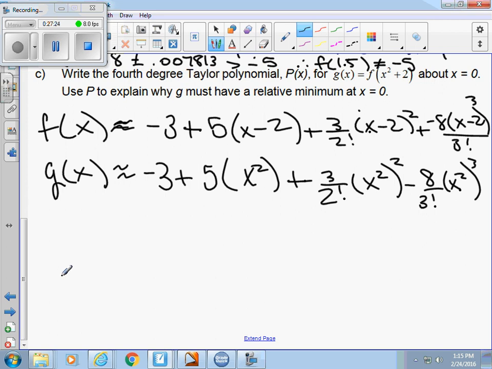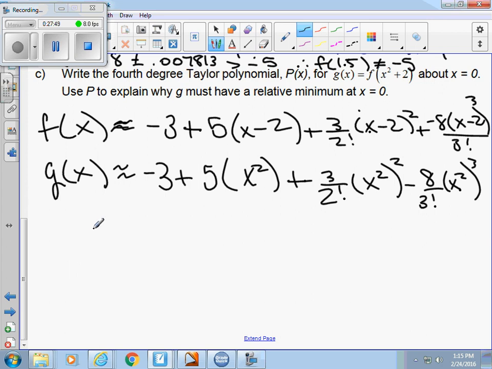Any questions about how I got that? No, because there wasn't an x with it, so everywhere I saw an x, I put an x squared plus 2. Yeah, absolutely. Did everyone hear his question? Absolutely.